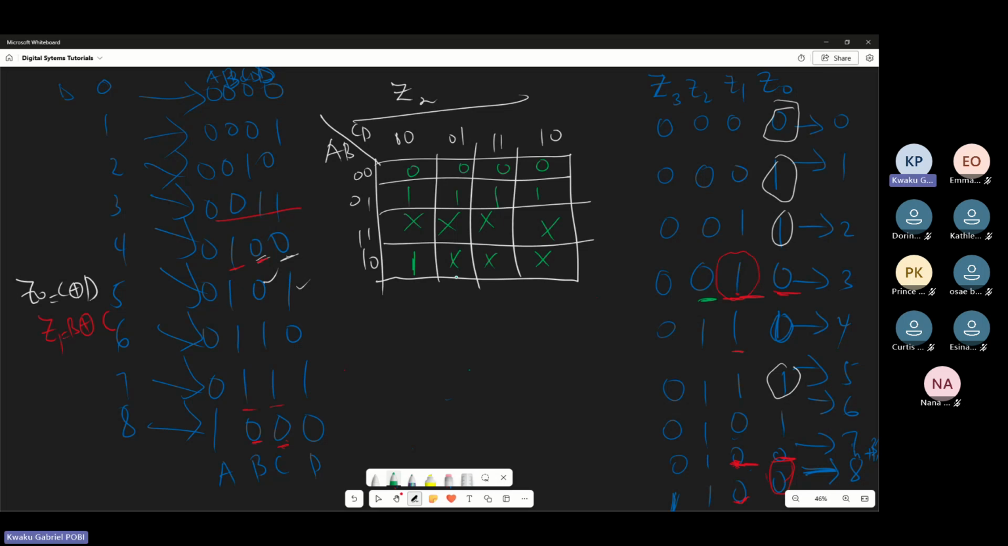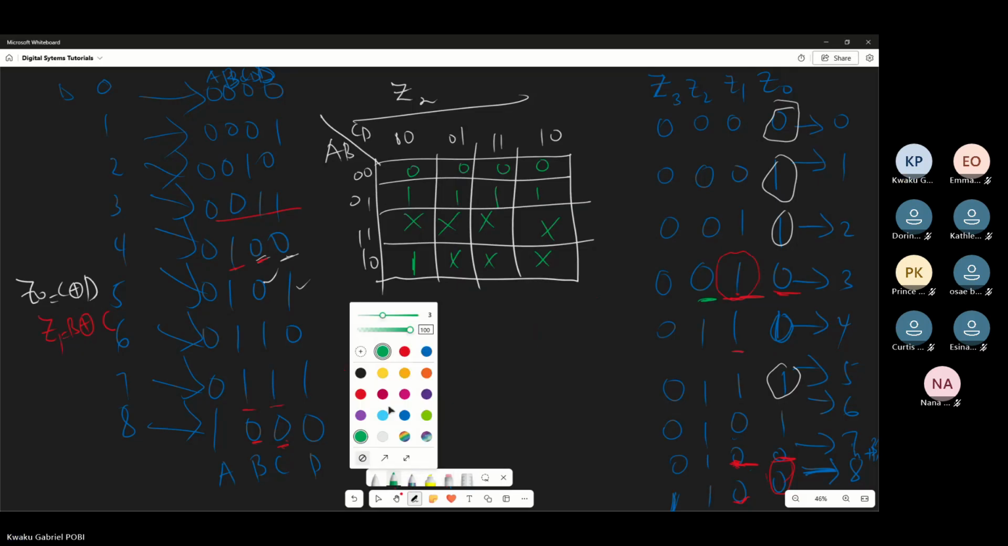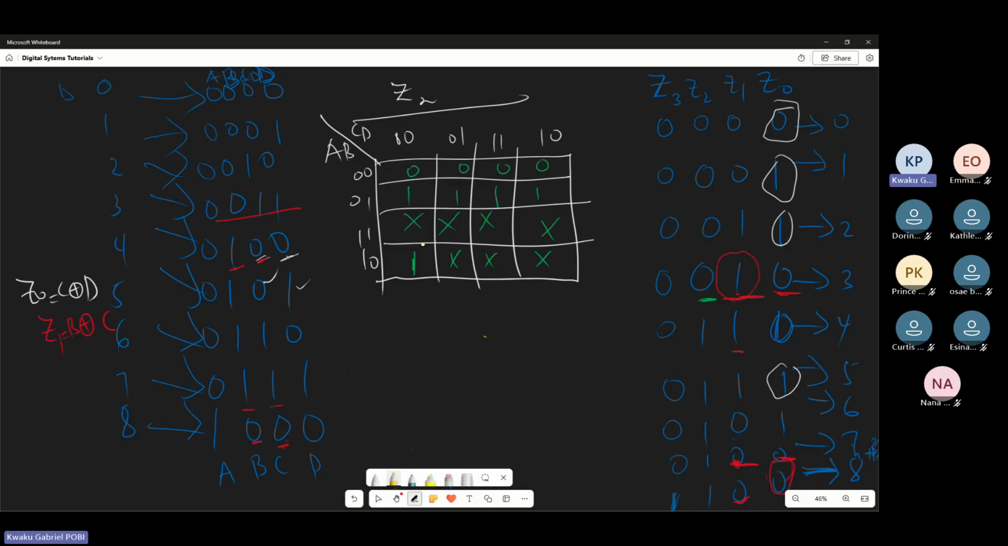Now looking at this, we have a big problem because we can't group 4 by 3 together, because you can't get 2 to the power n giving you 12, which is an integer. So what then do we do? What you do is this. You can group 4 at a time or 8 at a time.